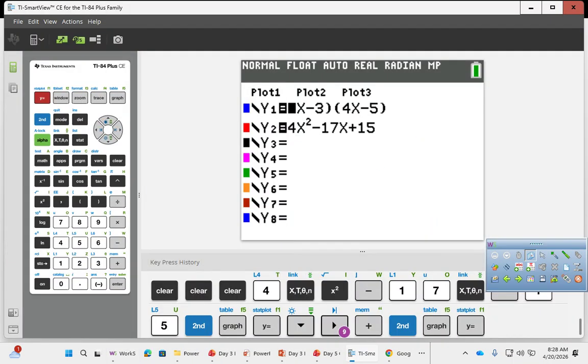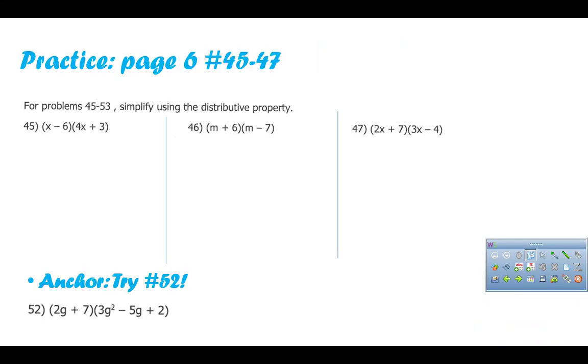All right, last thing. I just want you to try some before we head out today. So, page 6, number 45, 46, 47, binomial times binomial. If you finish early, try the anchor. It's a little bit harder, but it's not different. It's a binomial times a trinomial. You should be able to apply that knowledge and get that one. Okay, so challenge yourself and give it a shot. I'm going to post the answers in like 4 minutes so that we have enough time to get the answers up there before you head out.